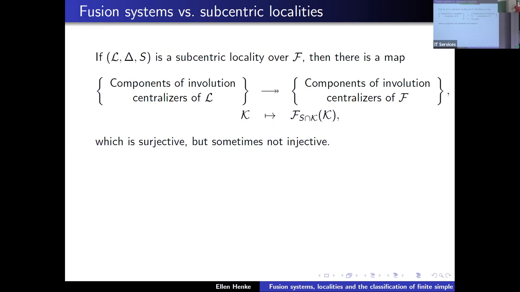But now if you look at all involution centralizers of L and their components, and all involution centralizers of F and their components, then we just get a map from the set of components of involution centralizers of L to the corresponding set of components of involution centralizers in F. This is surjective, but in some cases not injective. So I hope this gives you some idea that on the level of subcentric localities, we have a bit more information.